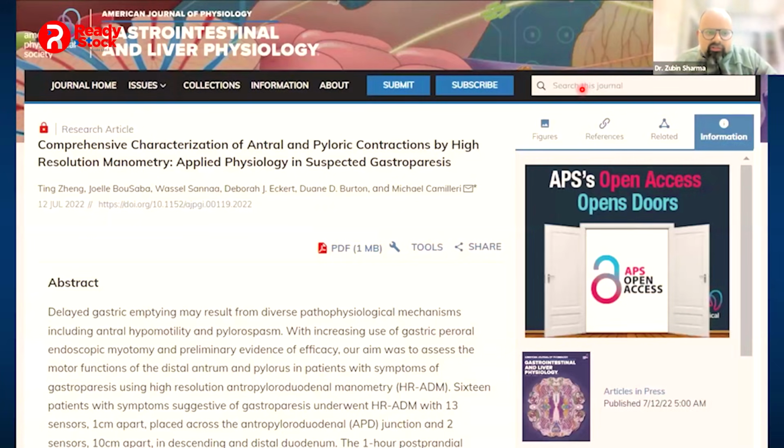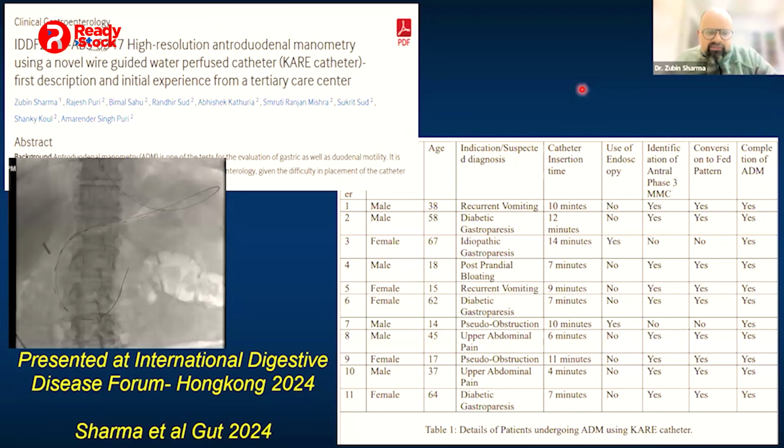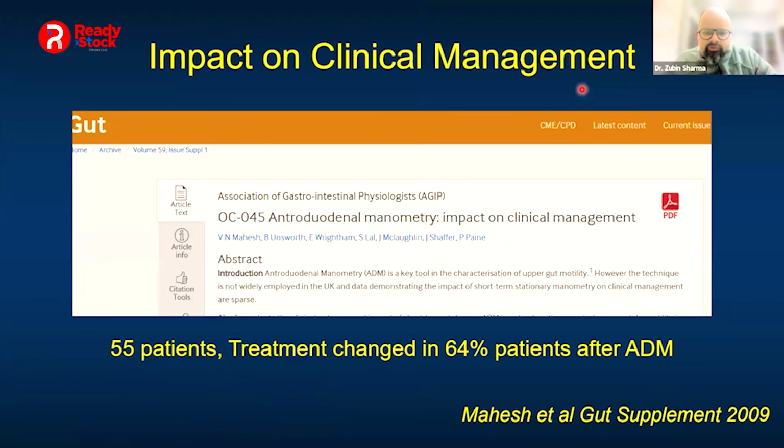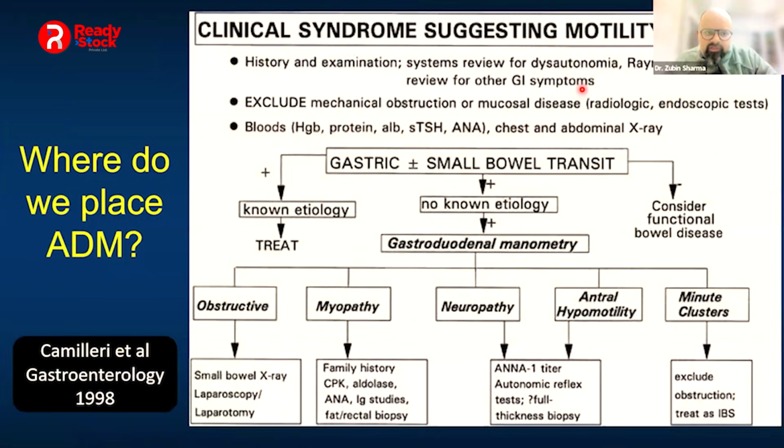I will also refer you to this particular article, Comprehensive Characterization of Antral and Pyloric Contraction. This is a good review article to read if you have time, and it uses the high resolution ADM catheters also. So this was our data. It was presented at IDDF. It was published in Gut as an abstract last year. You have this catheter now available to you, and I think it will change clinical treatment and clinical management in a lot of patients.